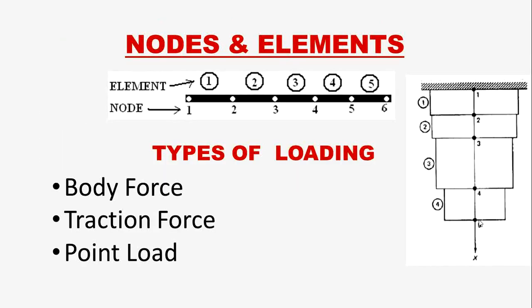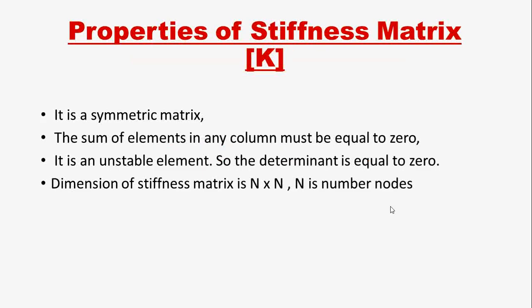For example, if you take this one and apply the FEA procedure upon assembling, you will get a 6 by 6 matrix. You will have 6 rows and 6 columns. Why? Because it has 6 nodes, so your final stiffness matrix will be 6 by 6. These are a few basics which I wanted to touch upon, so that in the coming video I can concentrate more on the problems.